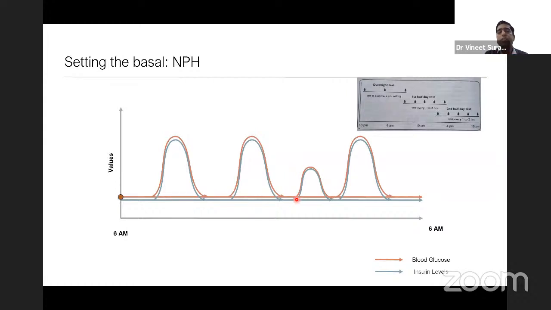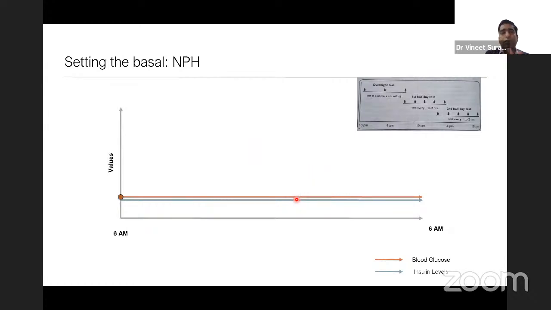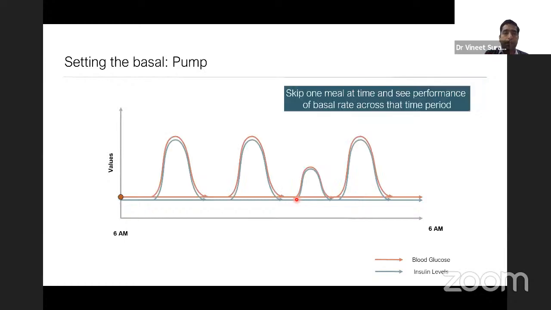Now, what about the NPH? Since it requires 2 injections in a day, you can't do it in one go. So first you do the overnight test and set the morning basal. Then you do the first half-day test, because you can't keep the child hungry the whole day. You skip these 2 meals and see what happens in the next 6 to 8 hours. Then again you do the evening one where you skip the snacks, and see what happens in the evening hours. That's how you set the basal for the NPH also.